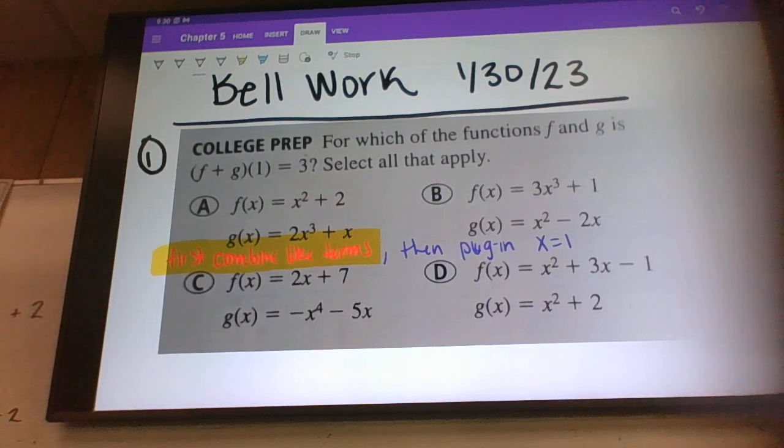What'd you get for B? Where'd you get minus 1 from? It's a 3x to the third minus x minus 2x. So that's minus 1. Oh wait, I got plus x. Oh wait, yeah, it's plus. Okay, so I got 3. I did 3 plus 1 minus 2 plus 1. So did I. Oh my god, I'm right.